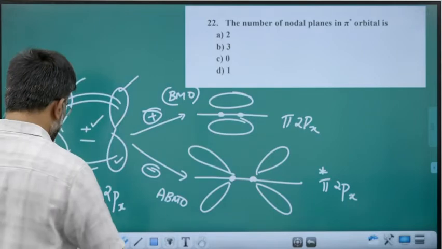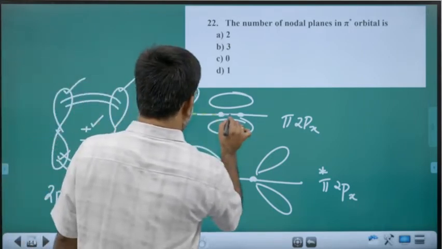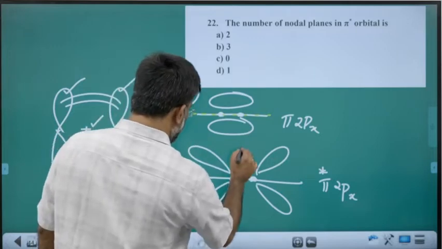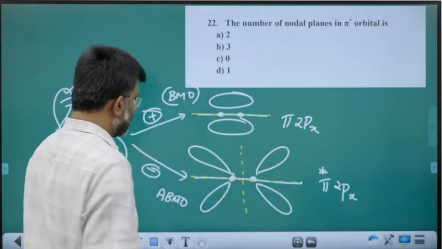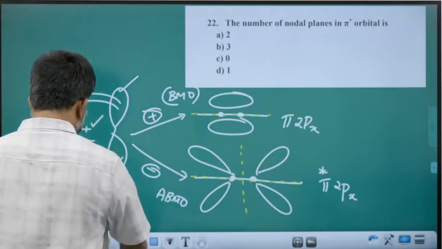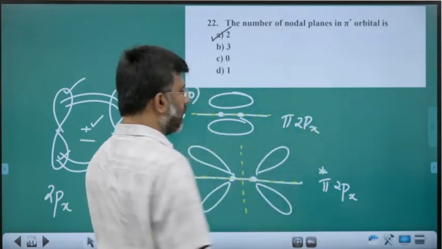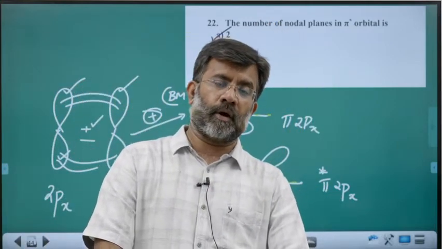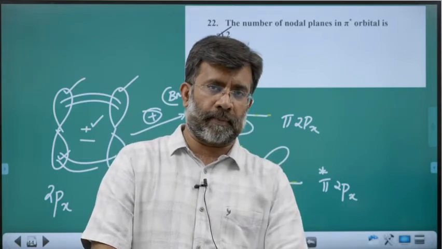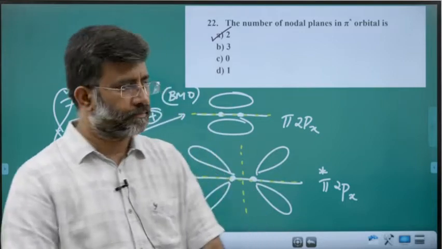So here how many nodes are there? That is the question. Here you have one nodal plane. Here you have one nodal plane like this, and one nodal plane like this. There are two nodal planes. In that case, option A is the correct answer. Pi star orbital will have two nodal planes, while pi orbital will have one nodal plane.